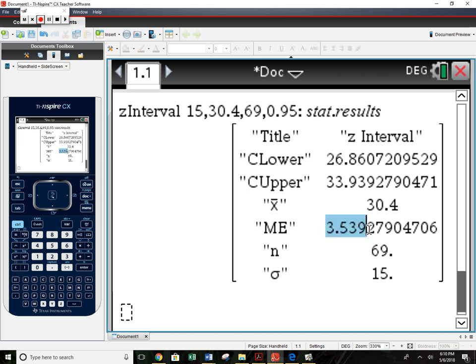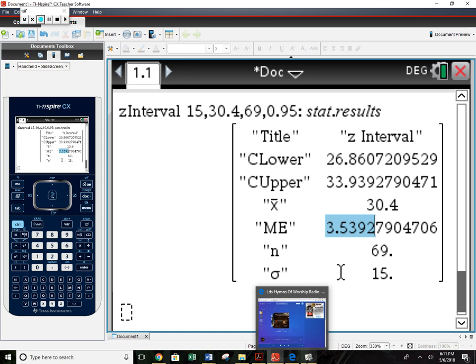Okay, your margin of error now is 3.5 instead of 5.8. So just by increasing your sample size, your margin of error goes down. And that is what we want. The tighter the window you can get, the more you can feel good about your results.